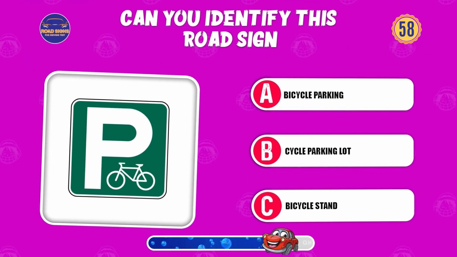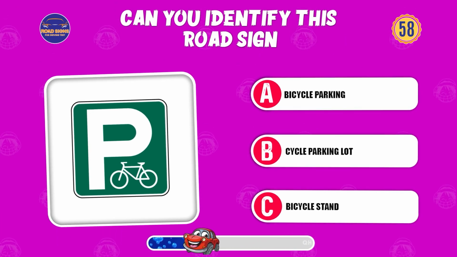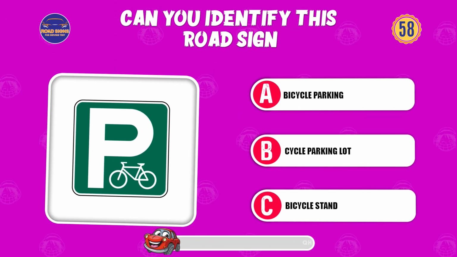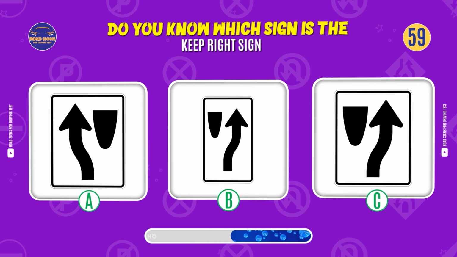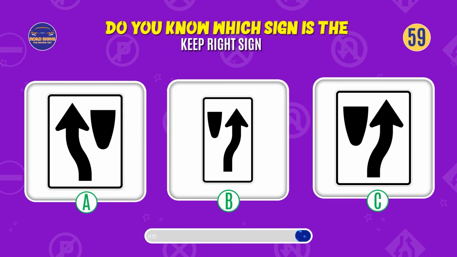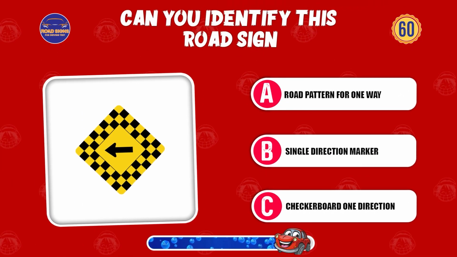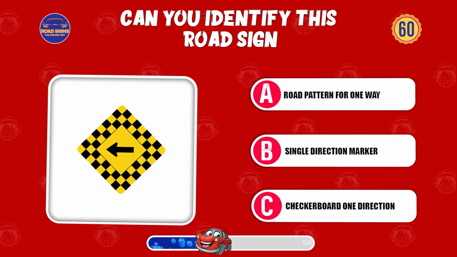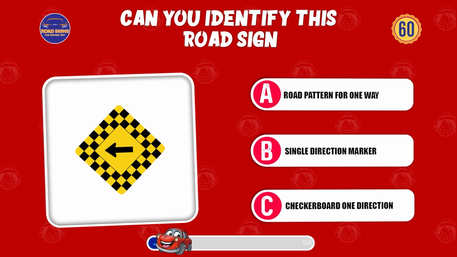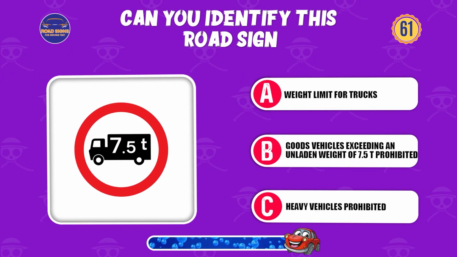Question 58. What does this road sign mean? A. Bicycle parking. Question 59. Question 60. What does this road sign indicate? C. Checkerboard one direction.